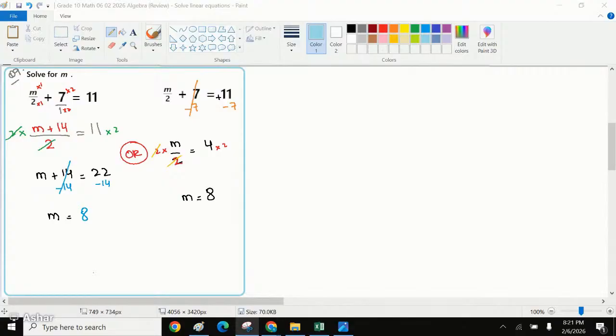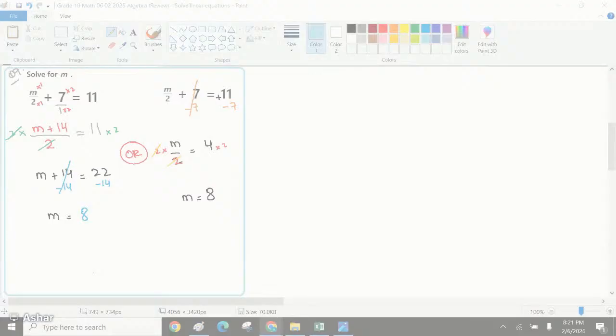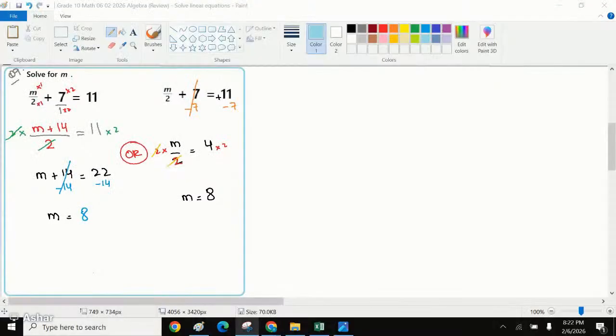For the next question, it says solve for W. I'm just copying the question. Just a moment, please. If this was given to us, let this be our question number 10.